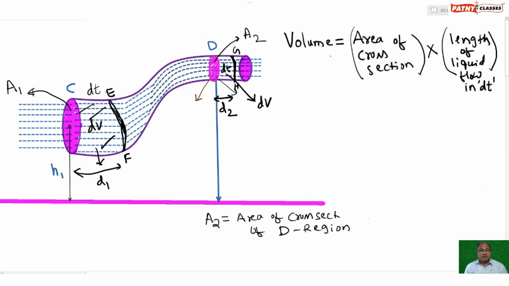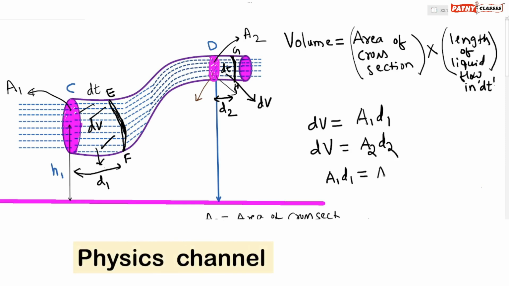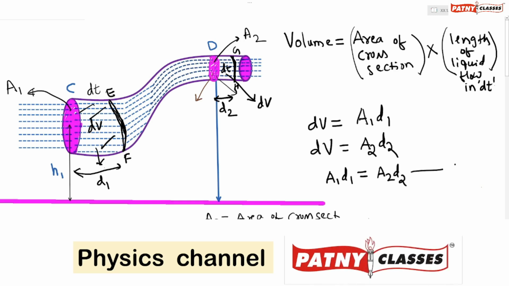Since volume is given by area of cross section multiplied by length of liquid flow in time dt, at the lower end the volume of liquid flowing in time dt is given by A1 multiplied by d1. Similarly, the volume of liquid flowing in the upper section from D to GH region equals A2 multiplied by d2. But the amount of volume flowing in time dt remains the same. Therefore, A1 d1 equals A2 d2. Call it equation number 1.